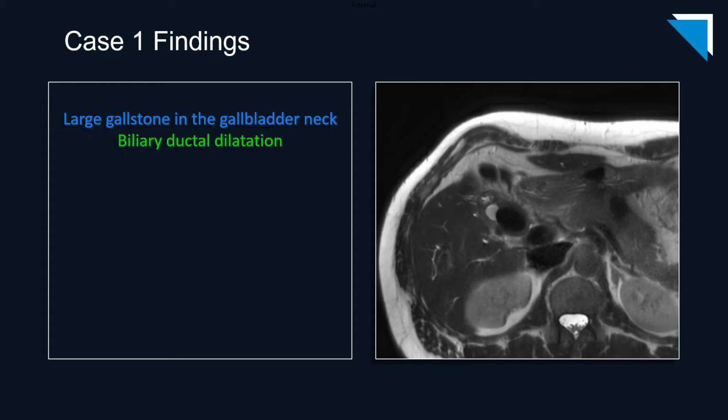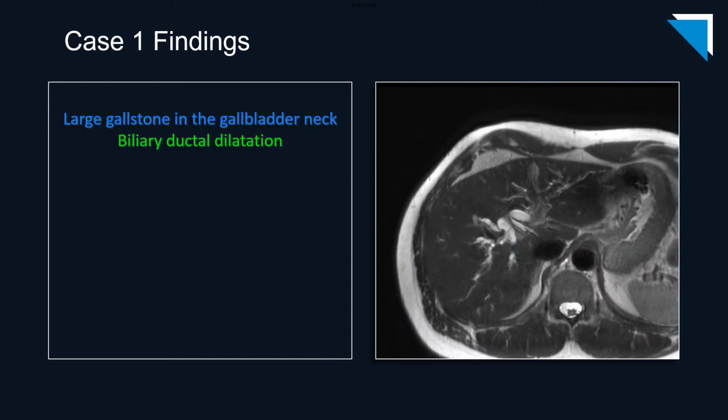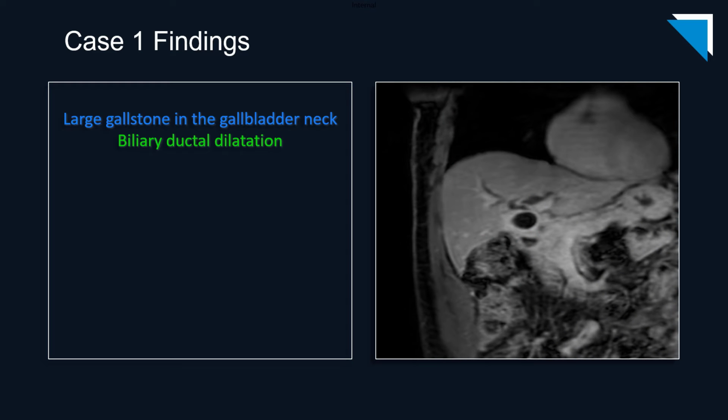Finally, on this axial image from the MRI, we have an ovoid focus of signal dropout in the region of the gallbladder neck, consistent with the gallstone we saw on the ultrasound and CT, with prominent adjacent biliary ductal dilatation. On this coronal image from the MRI, we can again see the gallstone in the gallbladder neck, and I think this coronal image demonstrates nicely the mass effect exerted by the gallstone on the adjacent biliary tree, resulting in the ductal dilatation.